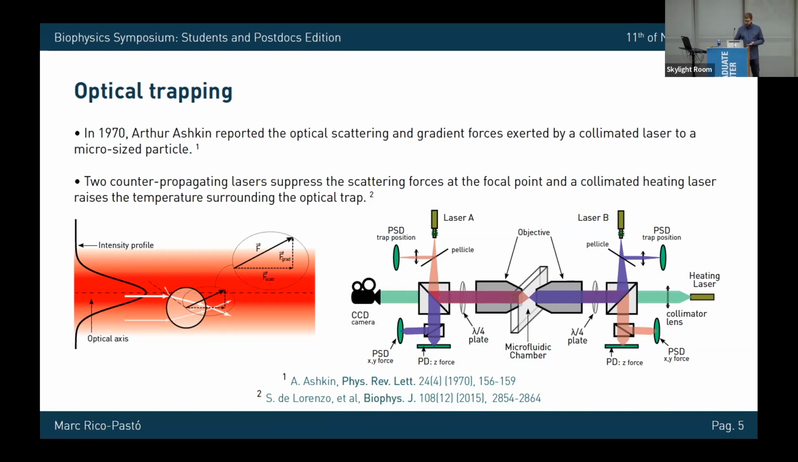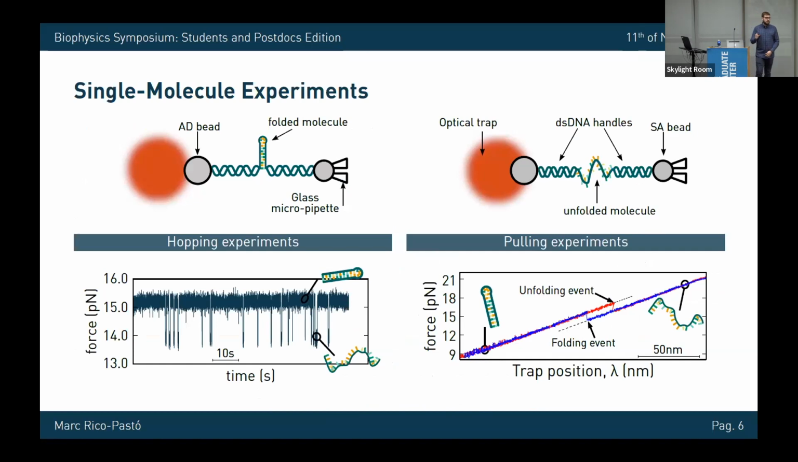To do experiments with this setup, it's necessary to tether the molecule that you want to study between two dielectric objects via double-stranded DNA handles. One bead or end will be controlled using the optical trap, while the other will be kept fixed at the tip of a glass micropipette by suction. By varying the position of the optical trap relative to the micropipette, we exert different force values on the molecule. In particular, at a given force and time, the molecule can be found in the native state or in the unfolded state. Two different experiments are commonly done using this setup.